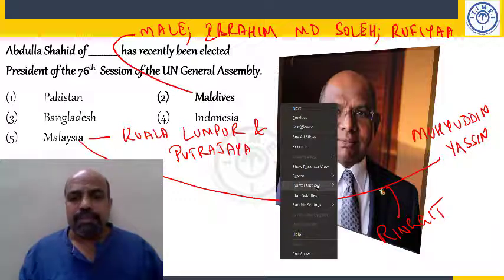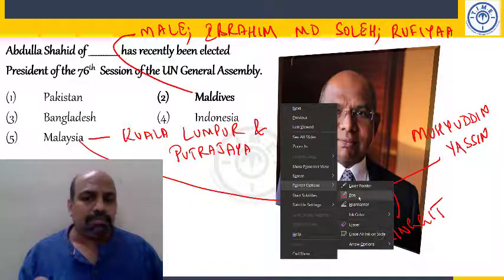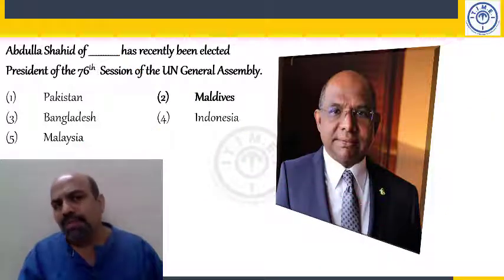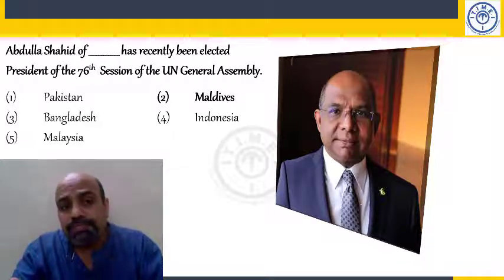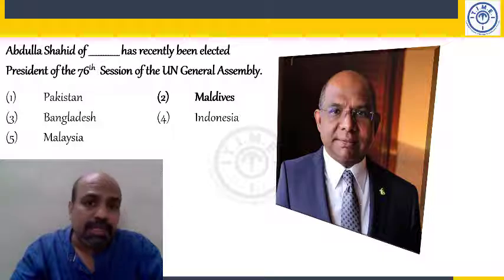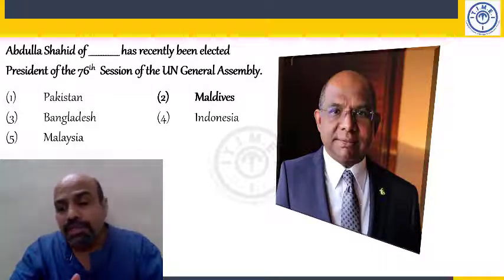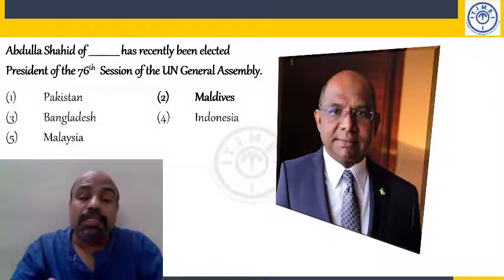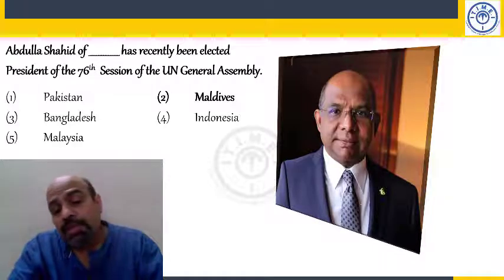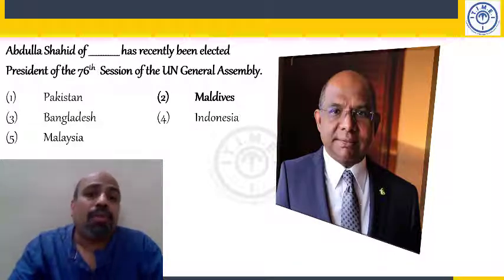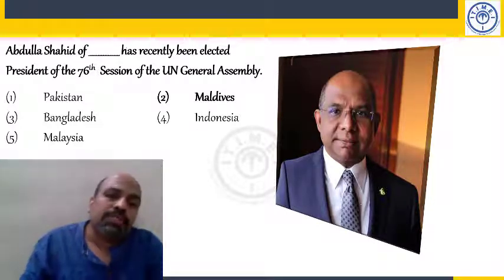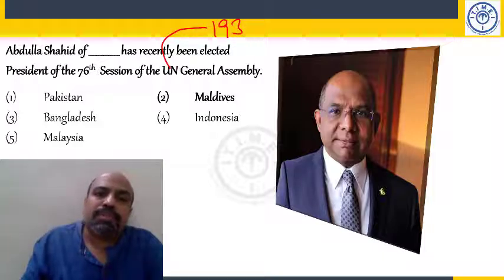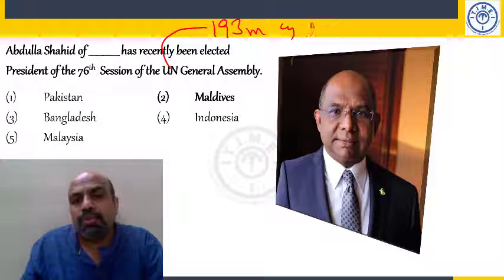I just would tell you that when we talk of the UN General Assembly, it is one of the six major organs, the principal organs of the UN system. You have UN General Assembly, UN Security Council, UN Secretariat, UN Economic and Social Council, then UN Trusteeship Council, and of course, the sixth one, International Court of Justice. Now, you need to understand one thing here, that all the members of the United Nations are members of the UN General Assembly. As of now, the UN has 193 members.